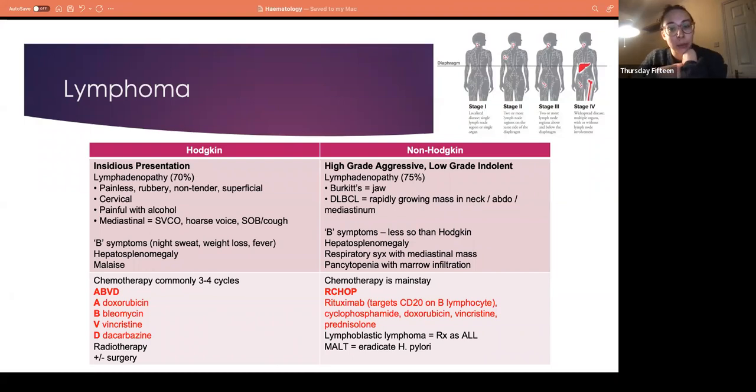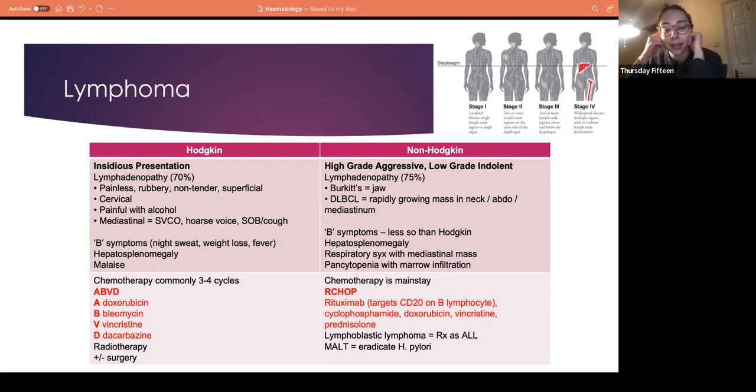The non-Hodgkin's ones can either be high-grade aggressive or low-grade indolent. And there's just a couple of features that you can remember for each one. So Burkitt's is classically jaw lymphadenopathy. Diffuse large B cell is a rapidly growing mass in your neck or your abdomen or your mediastinum.